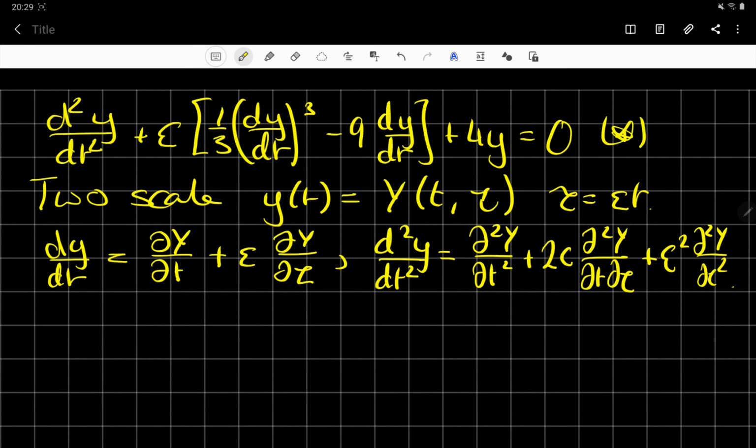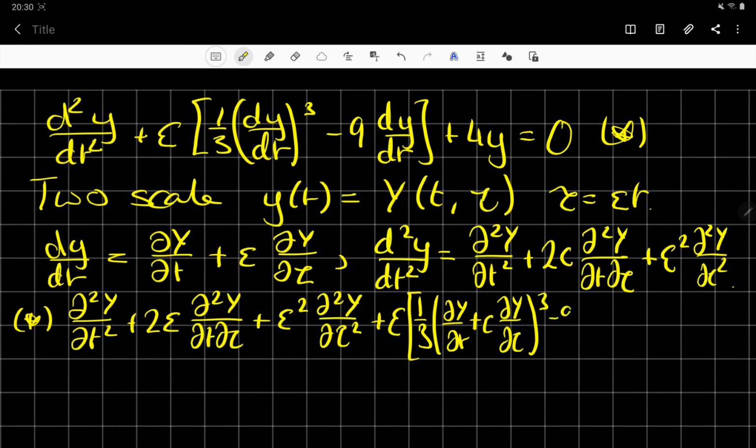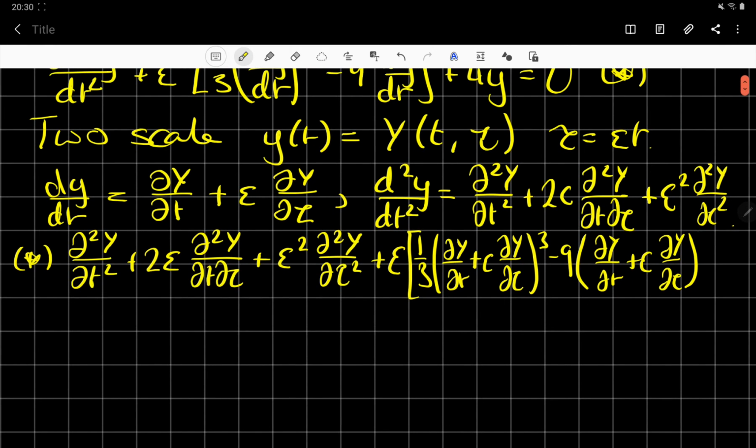So if we take our differential equation and substitute that in, we get d²y/dt² plus 2 epsilon d²y/dt d tau plus epsilon squared d²y/d tau squared plus epsilon times (1/3 (dy/dt plus epsilon dy/d tau) cubed minus 9 (dy/dt plus epsilon dy/d tau)), close that bracket, plus 4y, all equals 0.